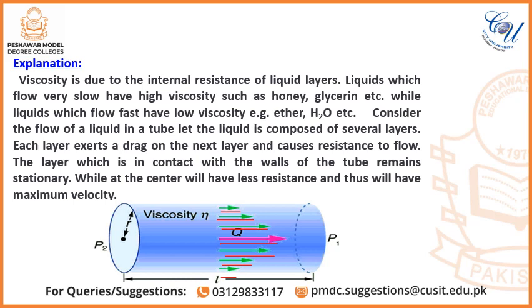The layer which is in contact with the walls of the tube remains stationary. For example, this layer and this layer are in contact with the wall of the container or tube. That's why these layers look stationary due to very low velocity or strong adhesive forces, while the center will have less resistance and thus will have maximum velocity. For example, this is the central layer which has maximum velocity due to low dragging force.